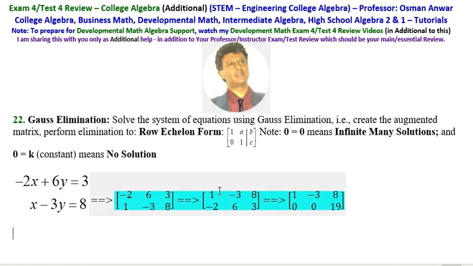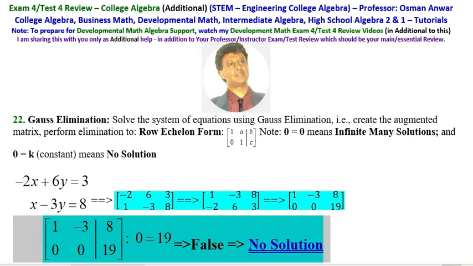Then row 1 is now 1, minus 3, 8, and row 2 is minus 2, 6, 3. Then we're going to eliminate minus 2 to 0. Keep row number 1 as it is, 1, minus 3, 8. Multiply row number 1 by 2 and add it to row number 2. So 2 times 1 is 2, 2 minus 2 is 0. 2 times minus 3 is minus 6, minus 6 plus 6 is 0. 2 times 8 is 16, 16 plus 3 is 19.